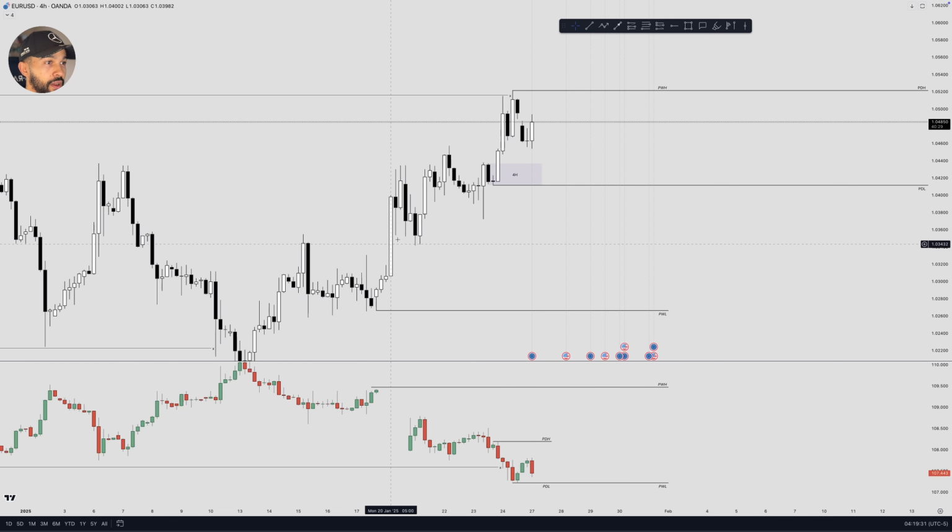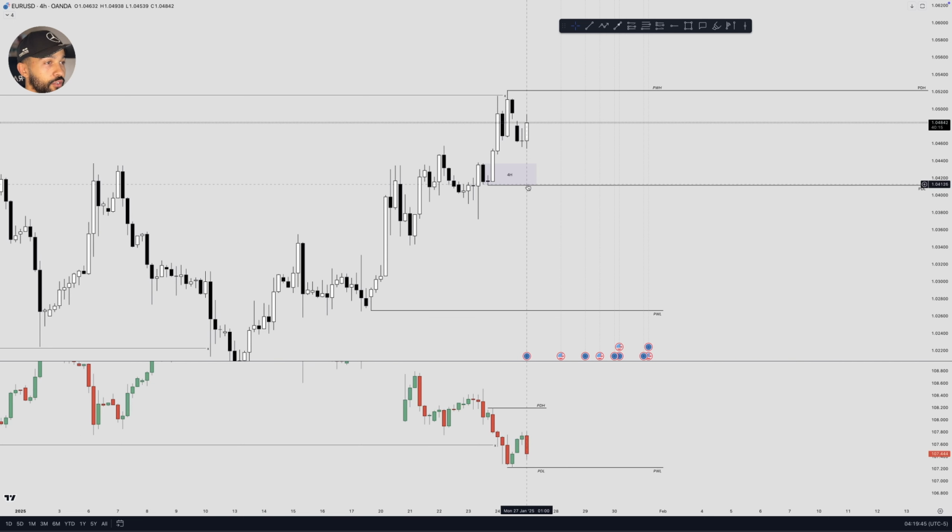Of course, there's POIs left behind, say down here, but this is the first area of concern to me. So my bias is, of course, potentially leaning towards that bearish move to come and fill this gap towards a discount from a premium. Right?